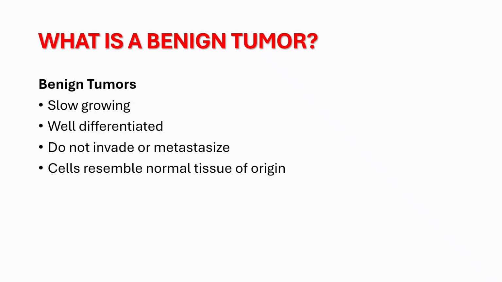What's a benign tumor? Benign tumors are typically slow growing and well differentiated. They do not invade surrounding tissues or metastasize. Cytologically, the cells of benign tumors closely resemble the normal cells from which they originate. That's one of the features that we have to look into in cytology.